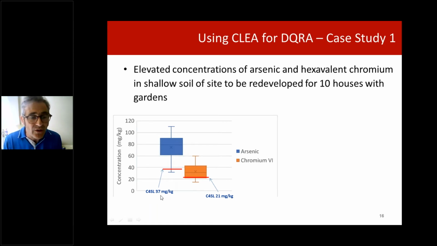Now, I put on the category 4 screening levels here, so you can see, hopefully, that for arsenic, the concentrations we've got are generally between 60 and 90. They're way above the C4SL, so we've got an exceedance. We've got elevated concentrations with respect to our generic screening value. Similar thing for chromium. We've got a C4SL of 21 milligram per kilogram, and we're above those. Okay. So we think, maybe we should be considering doing DQRA.